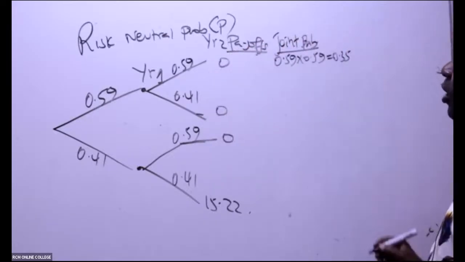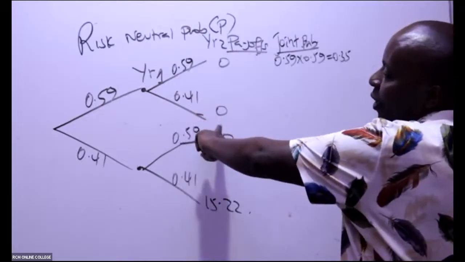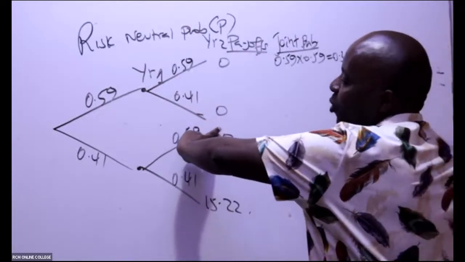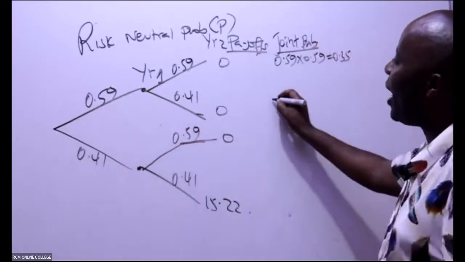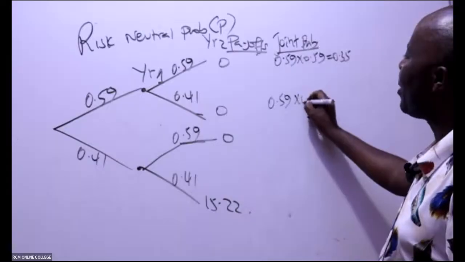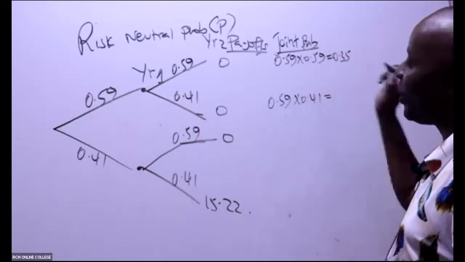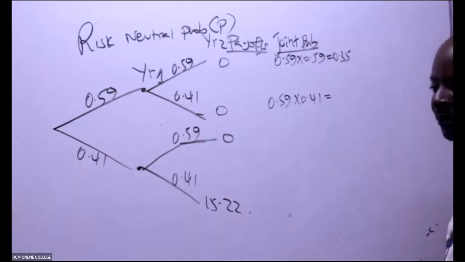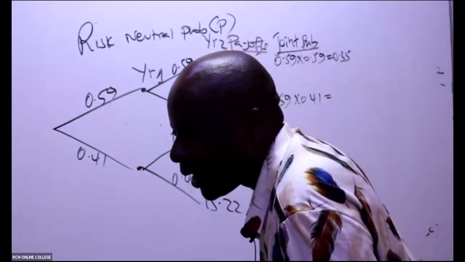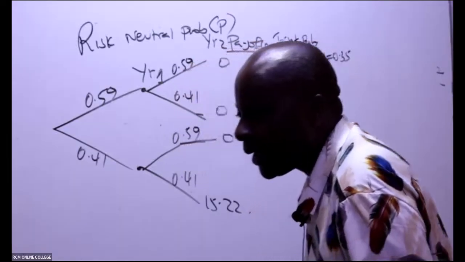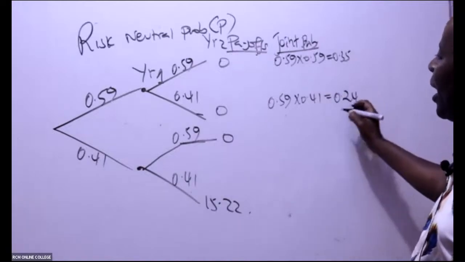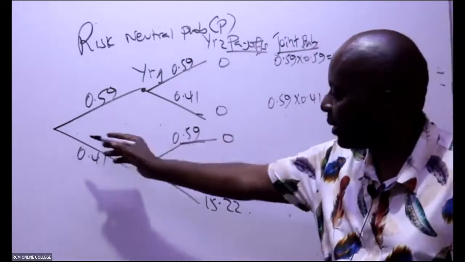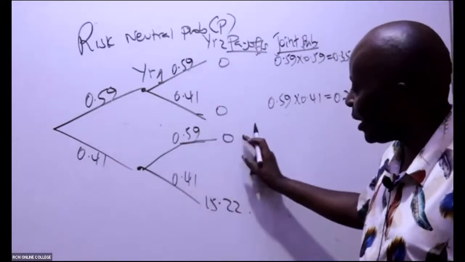Now look at branch number 2. This is our road. So this will be 0.59 times 0.41, which will end up giving me what figure? 0.24. Yes. Now come to branch number 3, the third branch.